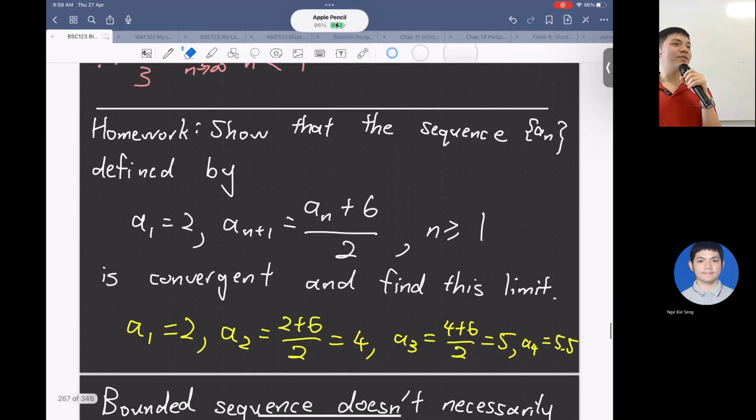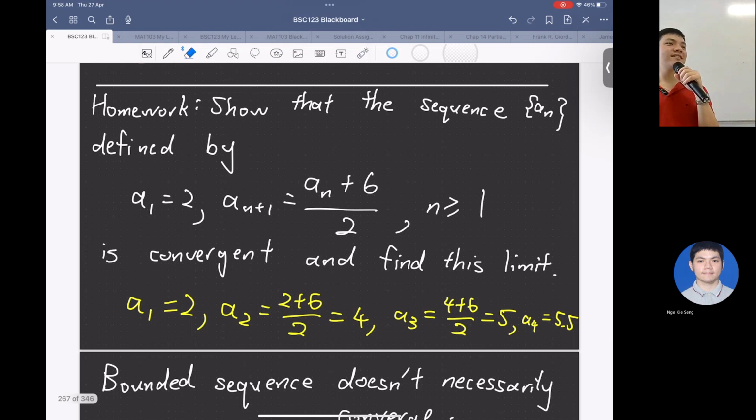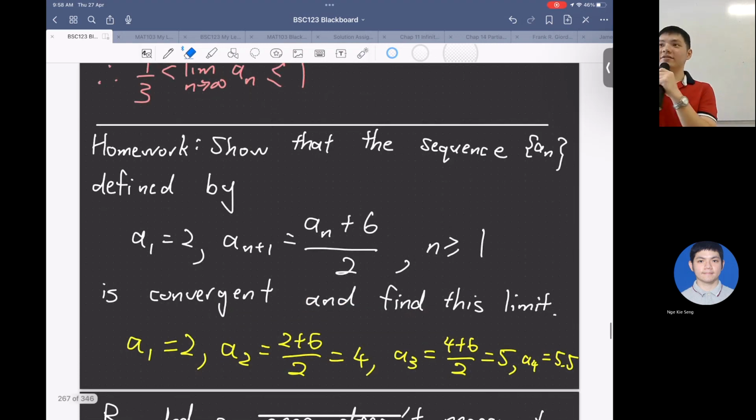Converge to what? You want to guess first? No, because you already have 5.5. How can it converge to 5? It must be something greater. Try and show that this converges to 6.